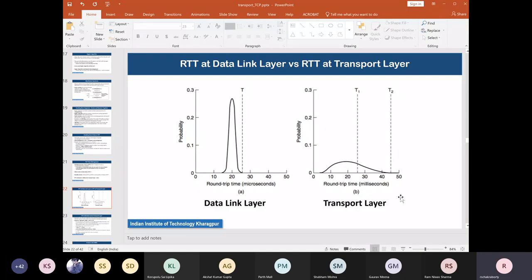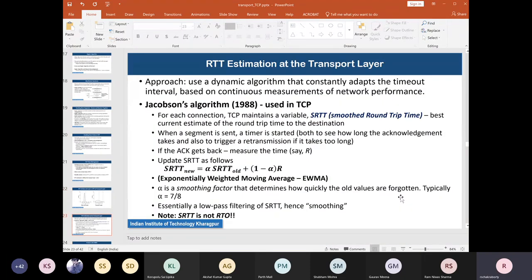All this means the moral of the story is that we have to constantly track the timeout interval and keep on changing it based on a continuous measurement of the network performance. You measure round trip time, no problem. But your estimation of the RTO interval should not be a constant multiple of round trip time. It should be more complicated than that. It should take into account how much the round trip time is also varying.